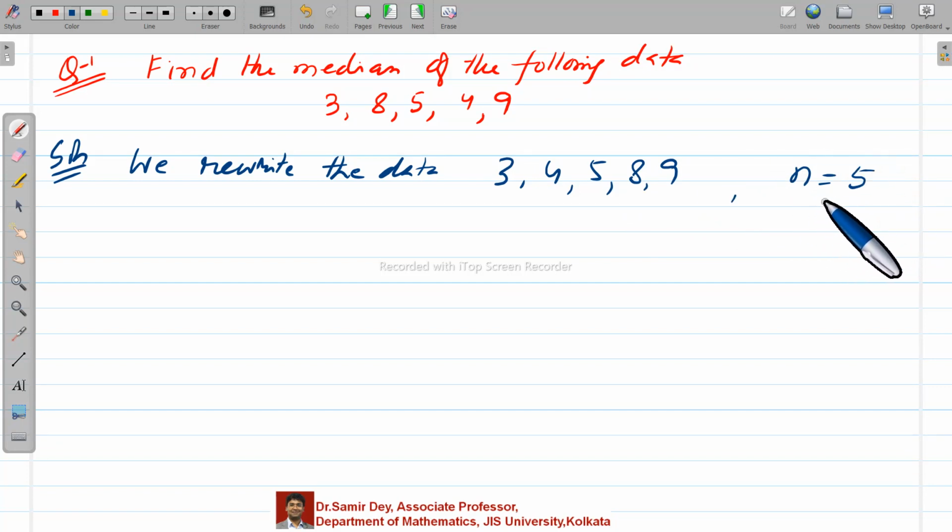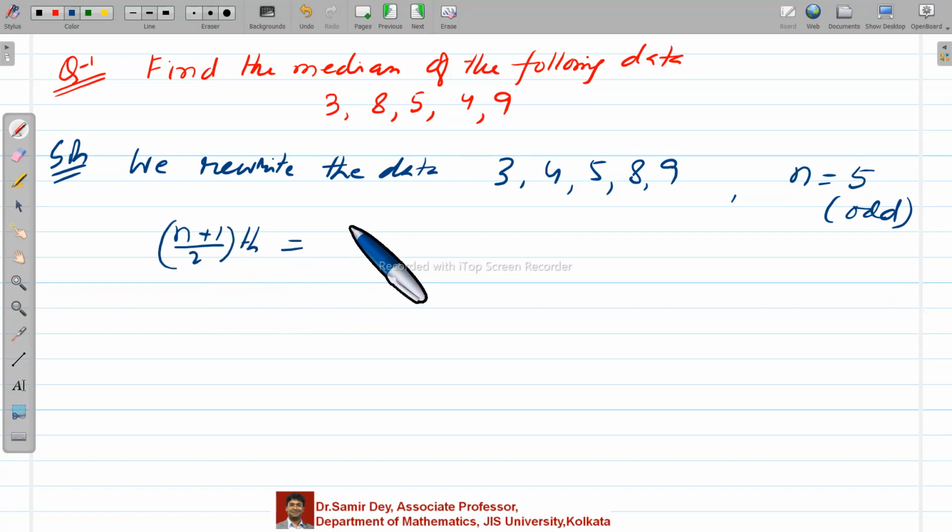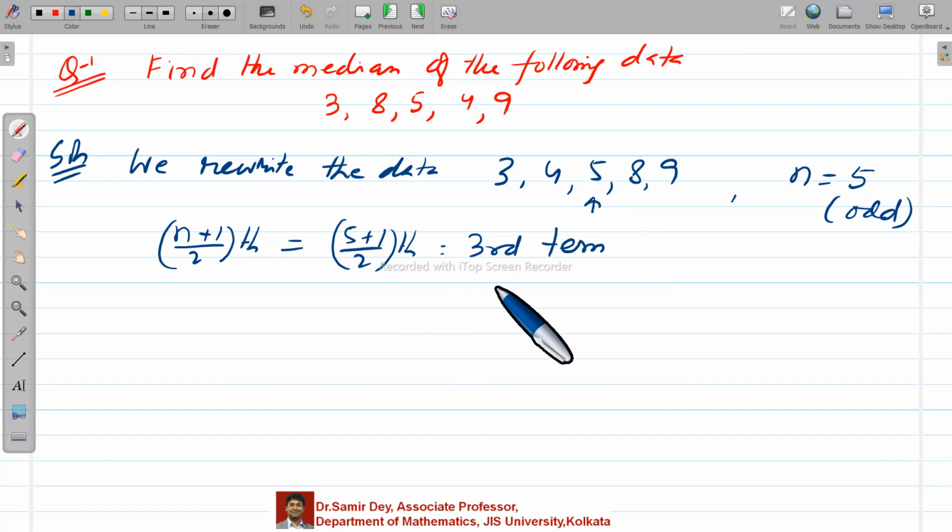If I have a data n that is odd, here it is odd, correct? So already you know from the rule, if it is odd, then you need to find n plus 1 by 2th data. That means 5 plus 1 by 2, that is 6 by 2, that is coming third term. What is your third term? If I can consider from here 1, 2, 3, that one. So please write down it is 5. So please write down, therefore median is equal to 5.